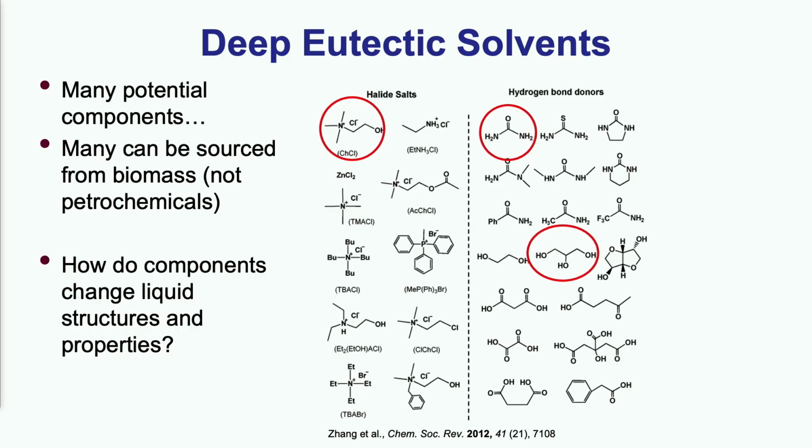Urea, glycerol is a byproduct of the bioethanol industry, and so is sourced from plants. So the research questions that we're trying to address are: how do we pick, why do we pick particular components, and can we use those components to enhance the chemistry that we're doing? And how does changing the components change the structure and the properties of these liquids? So I'm going to tell you two stories that hopefully show that we can use these liquids in that fashion.